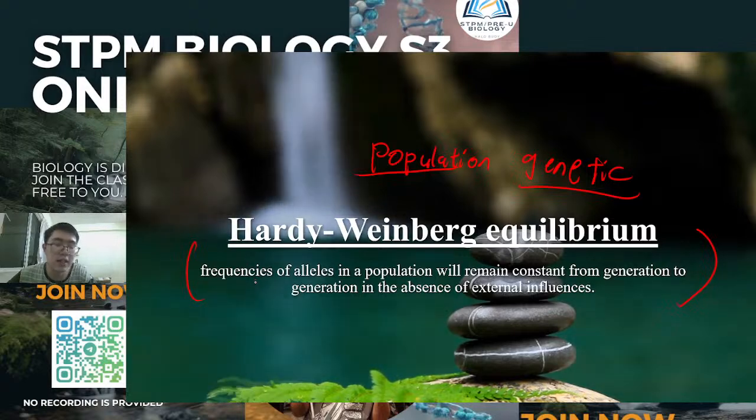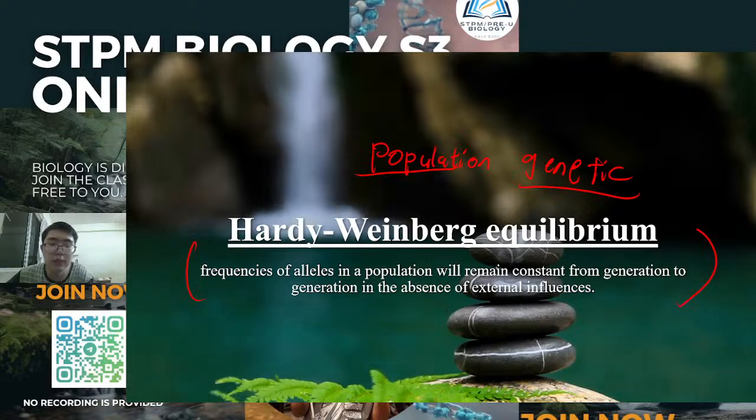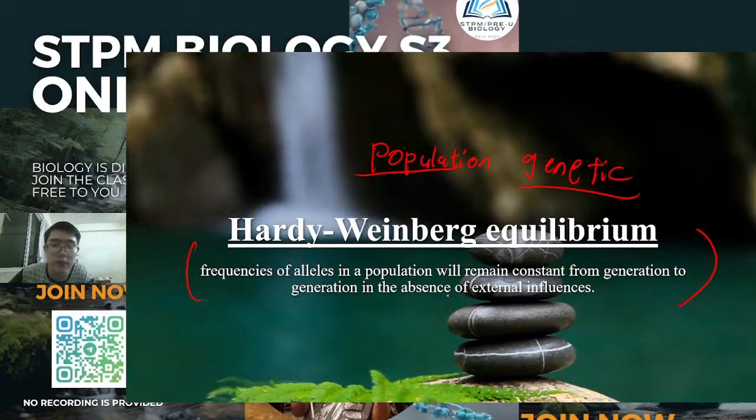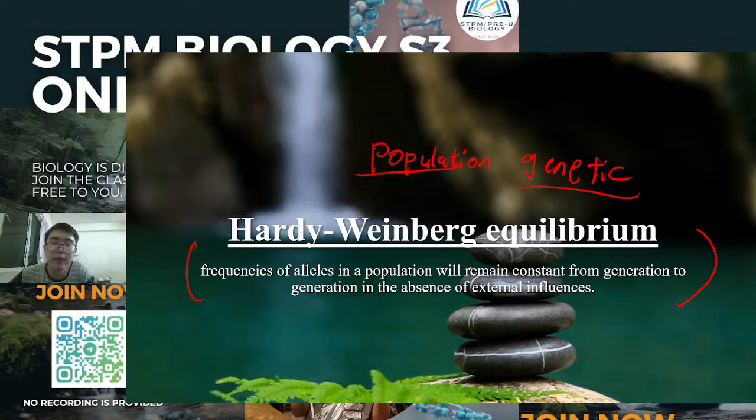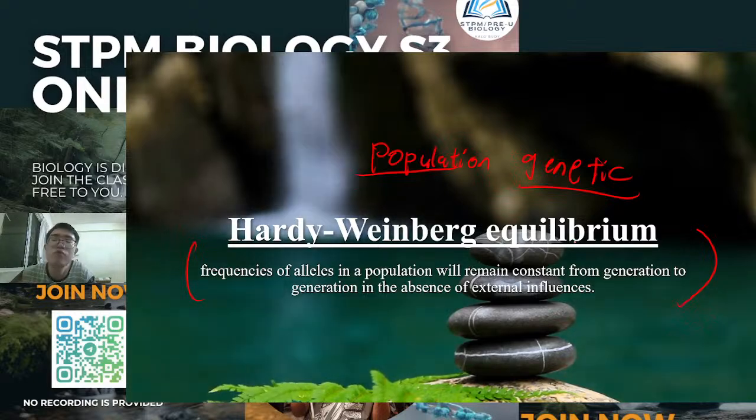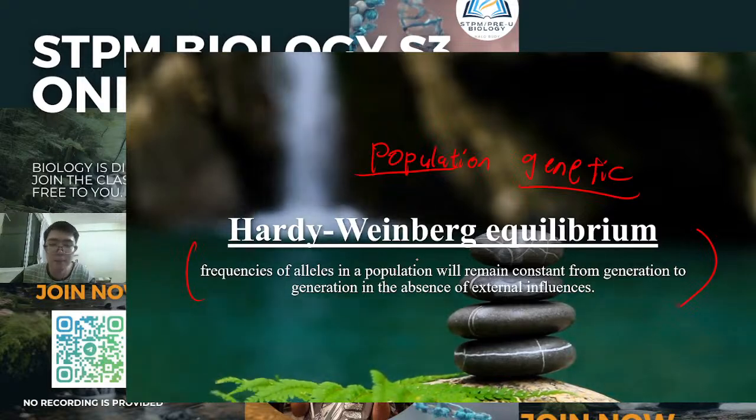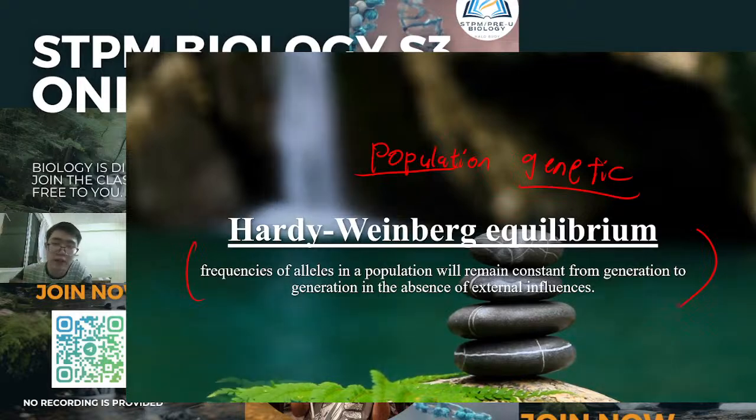So the definition is: frequencies of alleles in a population will remain constant from generation to generation in the absence of external influence. Meaning that our allele frequency, bilangan tu, in one population, in a certain population like human, will remain constant. Dia akan sama saja, from generation to generation. Maksudnya dia akan sama, the frequency is all the same from generation to generation, meaning you until your son, your daughter, even your grandson, granddaughter, until awak anak cucu banyak-banyak generasi pun sama saja.